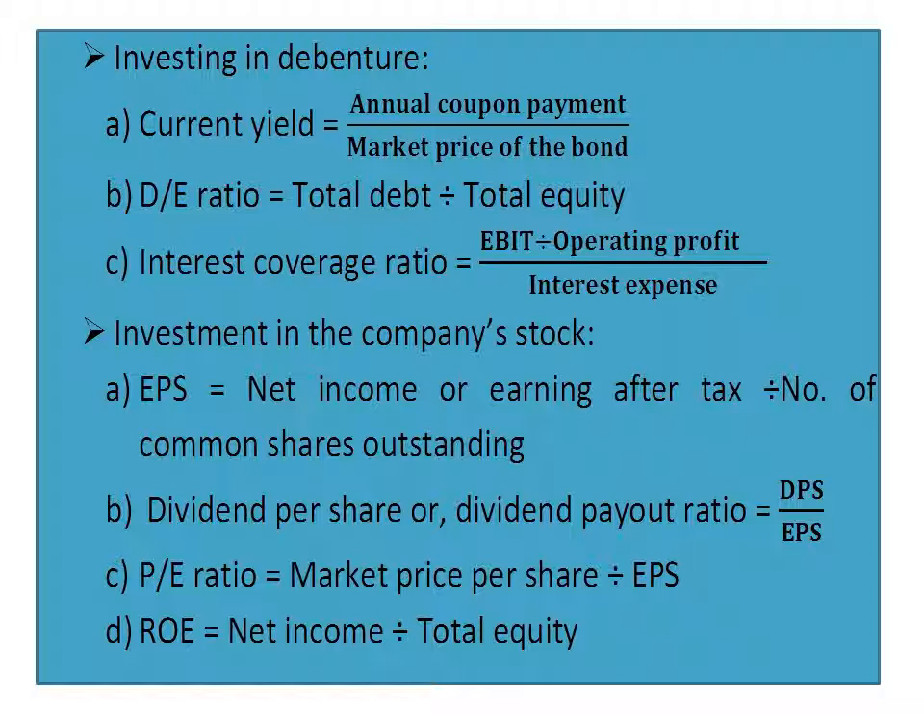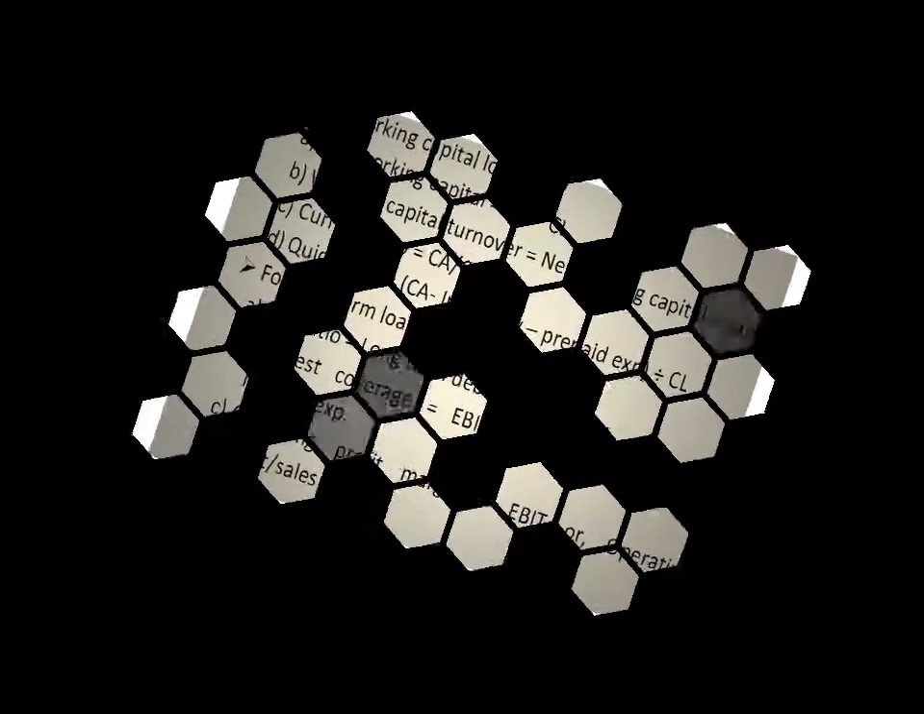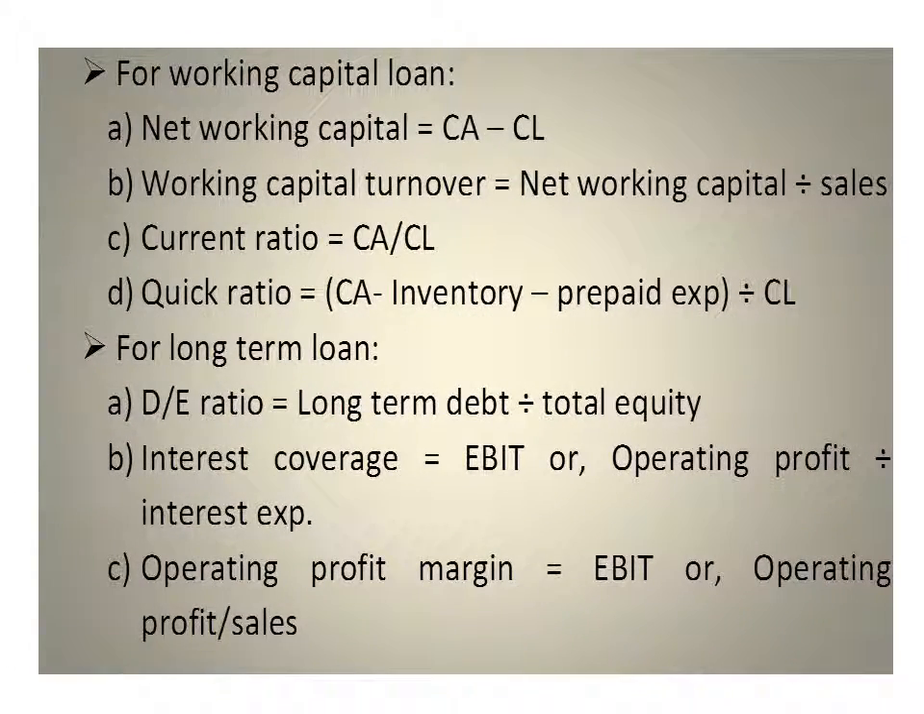So in this case, first of all, investing in debenture, we consider these formulas: current yield, debt equity ratio, interest coverage ratio. Investment in company's stock, in this case we consider earnings per share, dividend per share, price earnings ratio, return on equity. For working capital loan, we consider net working capital turnover, current ratio, quick ratio. For long-term loan, we consider debt equity ratio, interest coverage, operating profit margin.